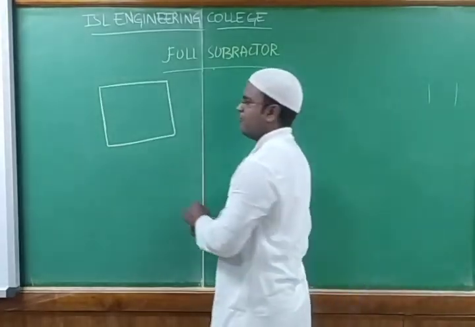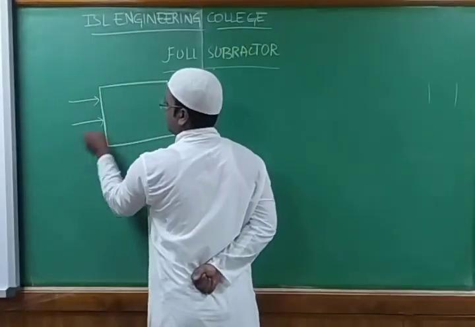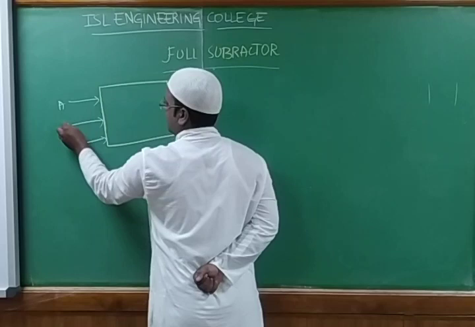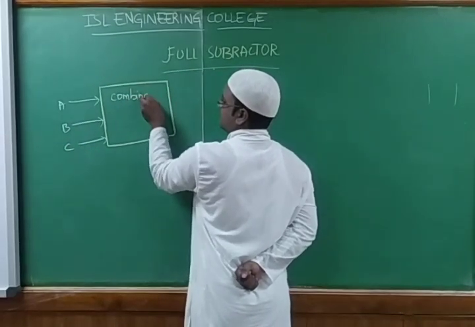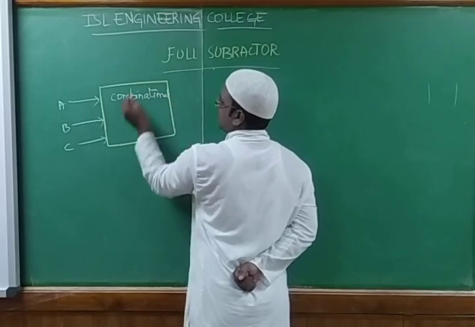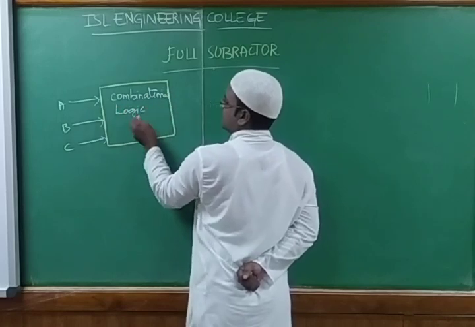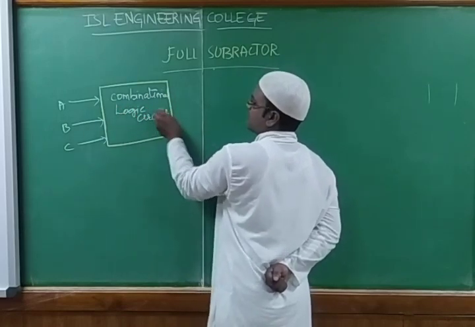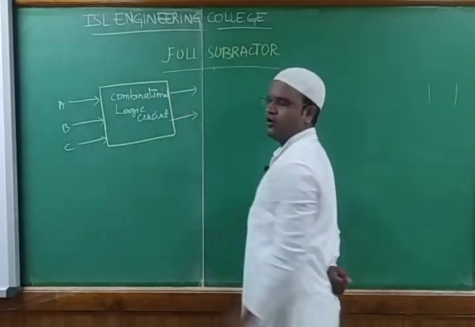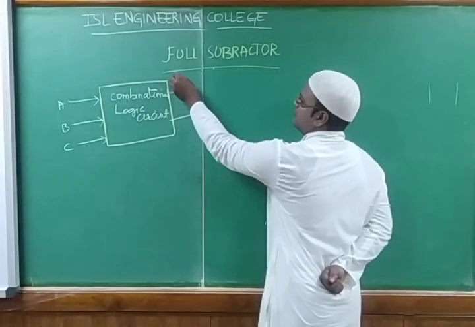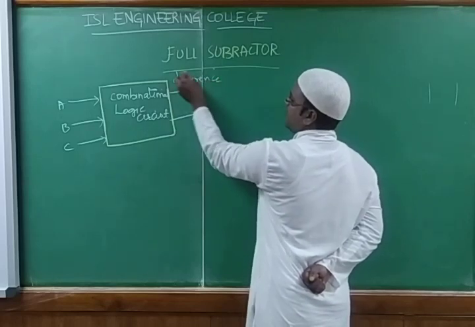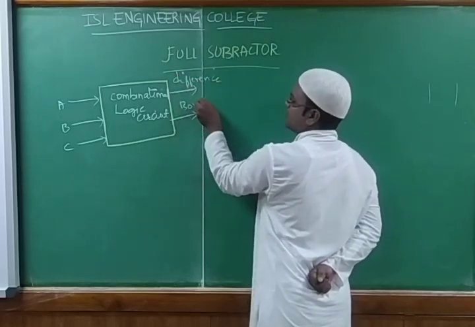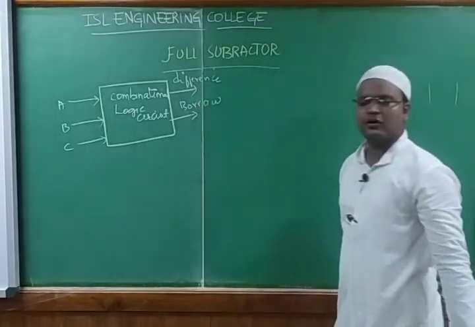What is the input value we'll give for full subtractor? We'll give three inputs, A, B and C. So this is your combinational logic circuit, right? What is the output for these? Output would be difference and borrow. So these are your output values. So we do have difference and borrow.